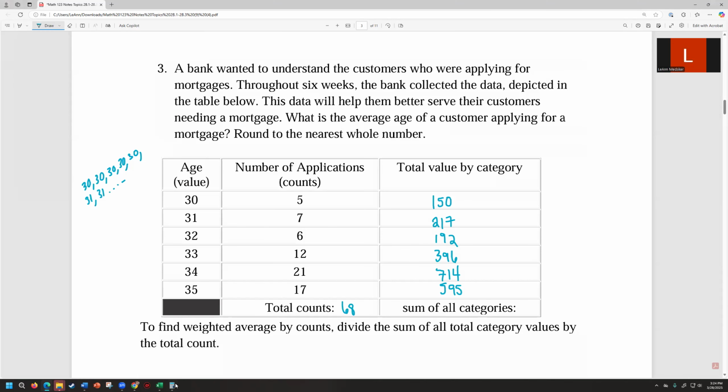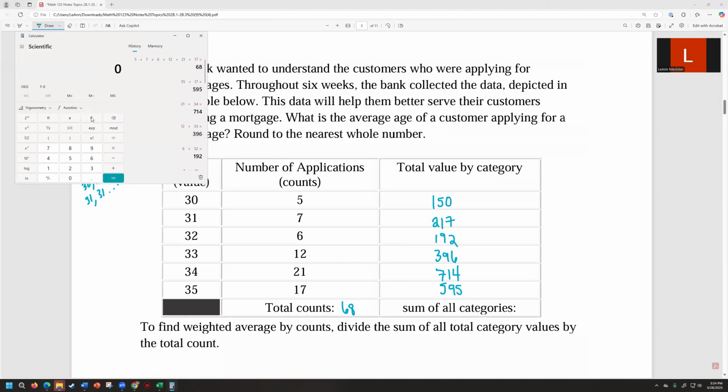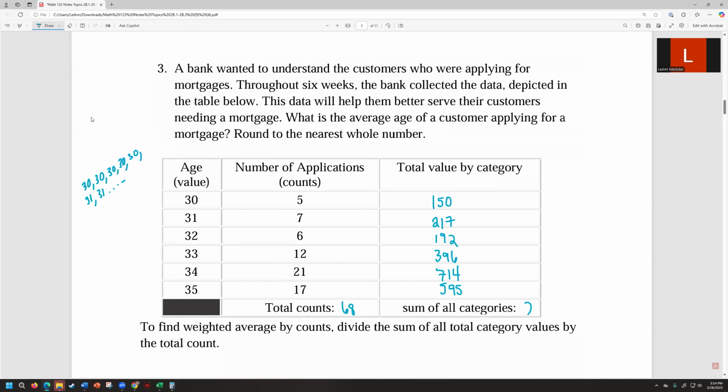Now we're going to add up all those multiplication values we got because that's going to be our numerator. That's going to be how many total people's ages added up. If we added up all 68 people's ages, what would it equal? We've got to add each of these together. I'm getting 2,264.